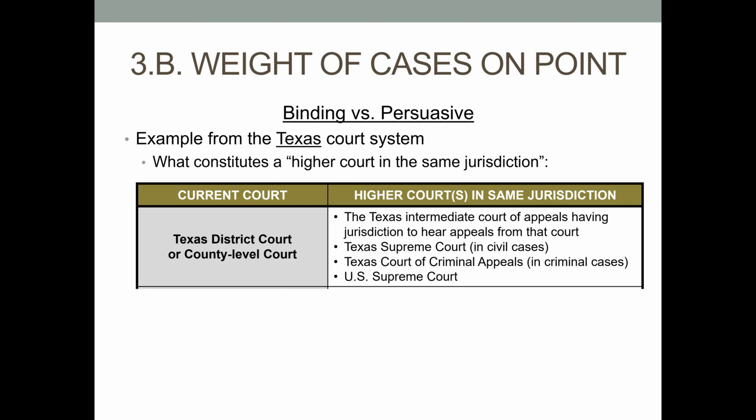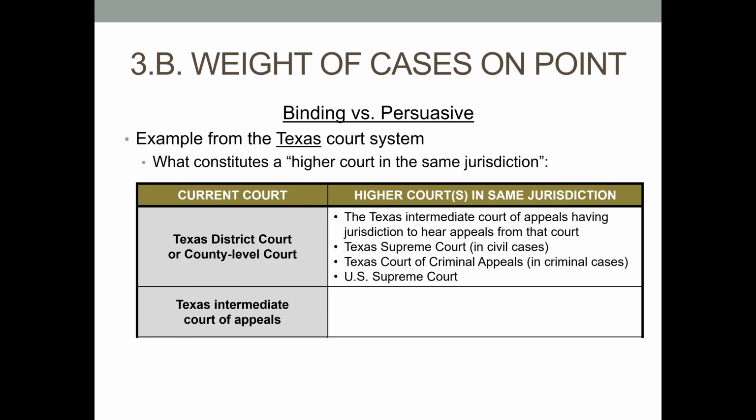But so I'm putting the U.S. Supreme Court among the higher courts in the same jurisdiction for these Texas courts, even though it's technically a federal court, because of this sort of exception: the U.S. Supreme Court would still have appellate jurisdiction to review decisions in constitutional cases issued by the highest courts in Texas.